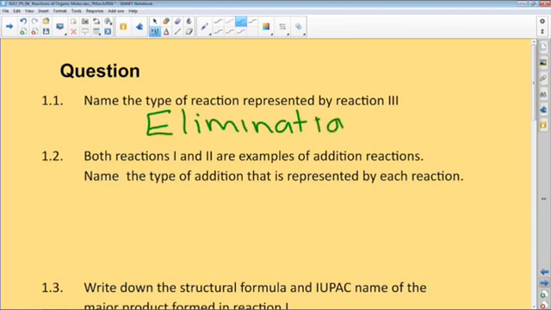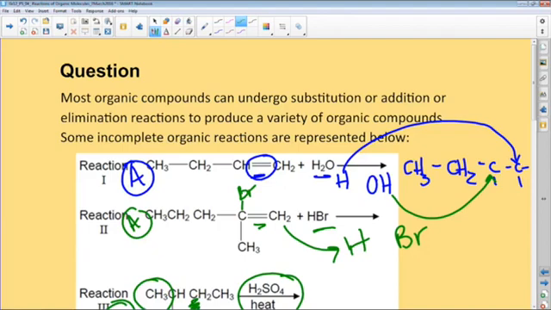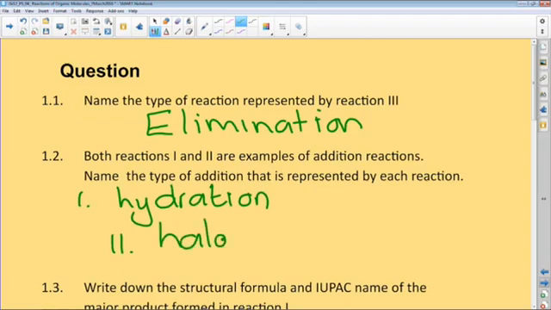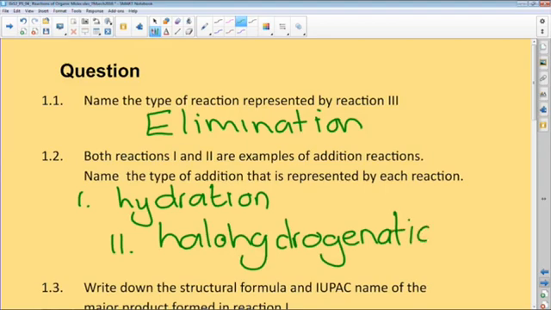Now, reaction 1 and 2 are both examples of addition reaction. Yes, we got it right. Name the type of addition. So we go back and we say, well, in number 1, I'm adding water, which makes it hydration. In number 2, I'm adding a hydrogen and a bromine. So for number 1, it's hydration. And for number 2, we're adding a halogen, so it's halo. And then we're adding a hydrogen, hydrogenation. Okay, there we go. We're all happy.